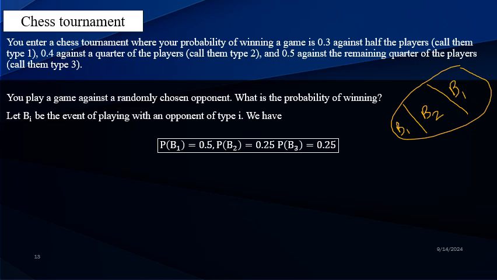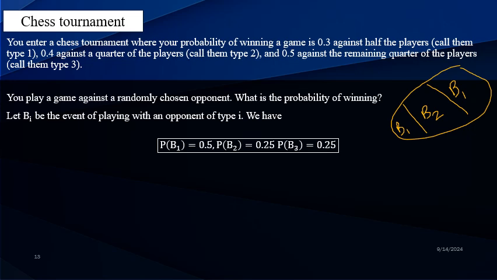50% against the first 50% player, you have a probability of winning of 0.3. That means it has already partitioned those chess players. Those are coming in type 1. You can call it type 1 player, or type 2 player, type 3. So T1, T2, T3 if you give, then it may give better representation. Okay. And what is the probability of B2?